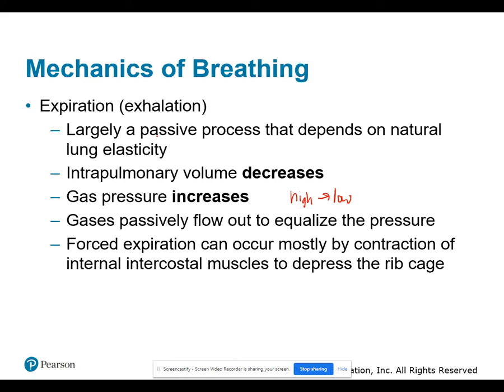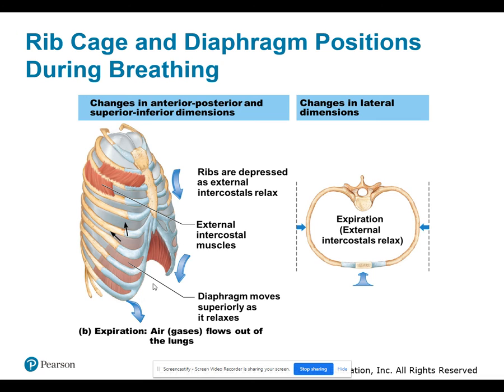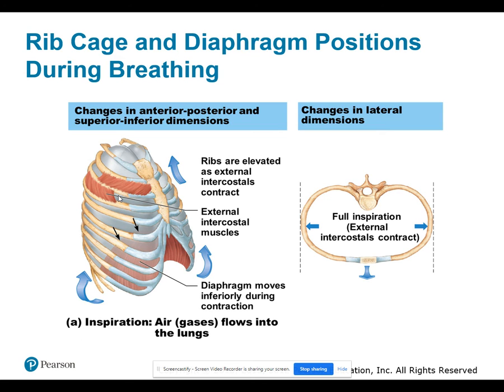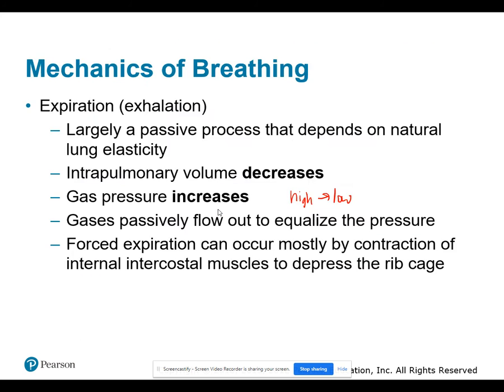Now, I said this is a passive process. It doesn't require a lot of energy. You can still force yourself to breathe out, and in order to do that, you have to contract your internal intercostal muscles to make the volume of your rib cage even smaller. So breathe out even more. Here you can see it's kind of stretched. Your rib cage is not nearly as big as here, where it's pulled out.